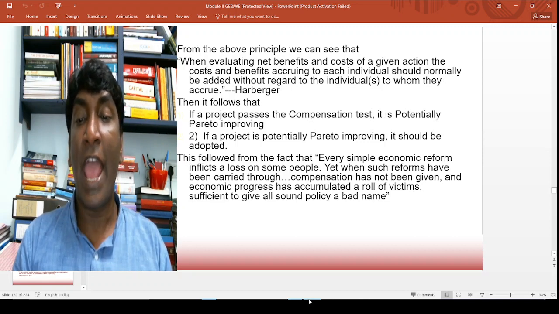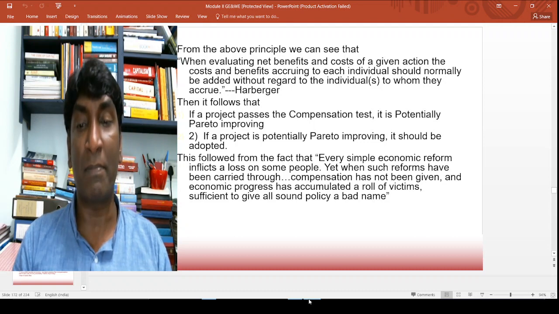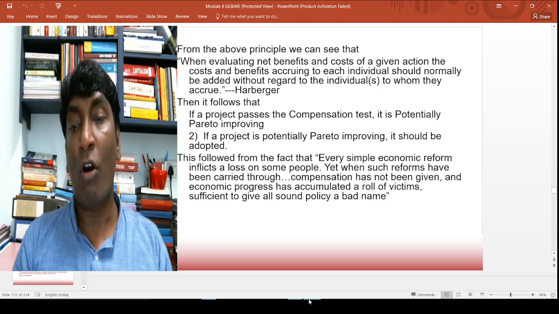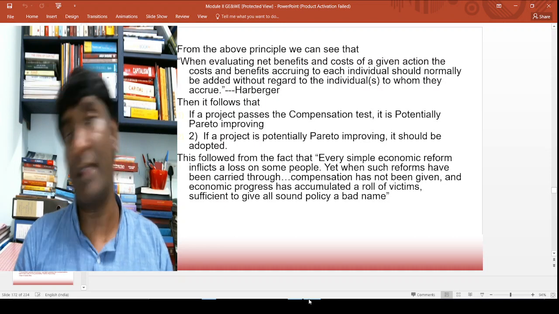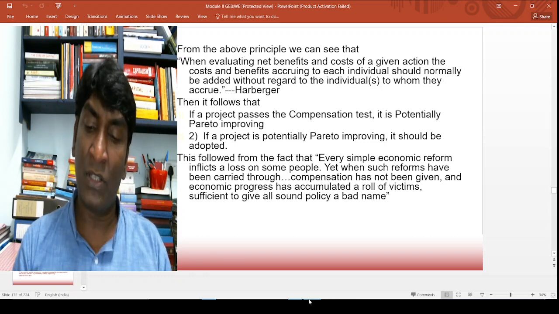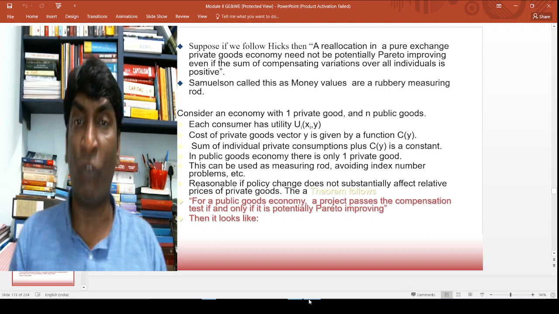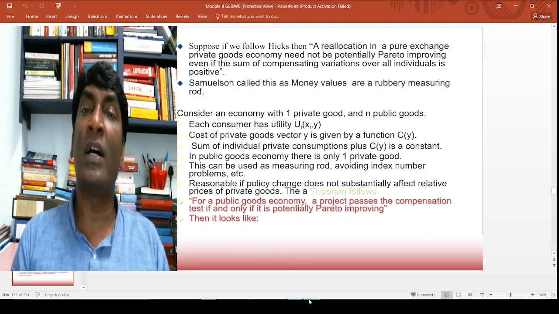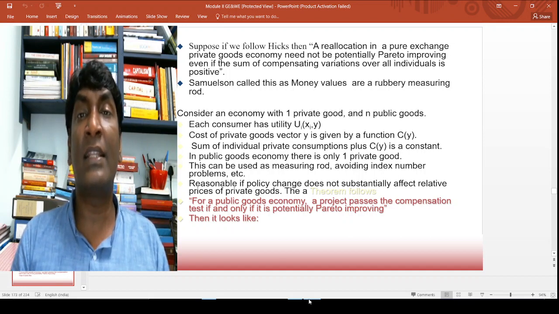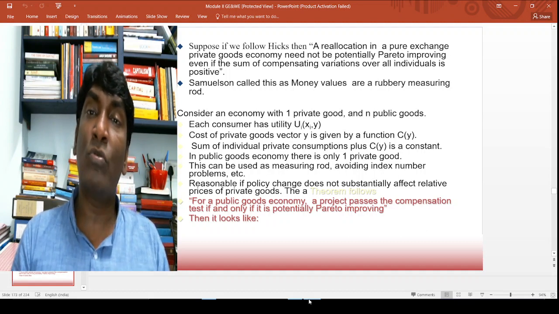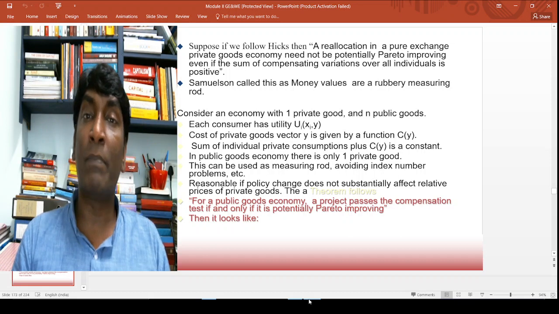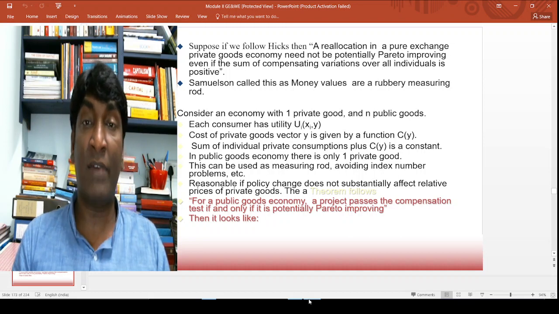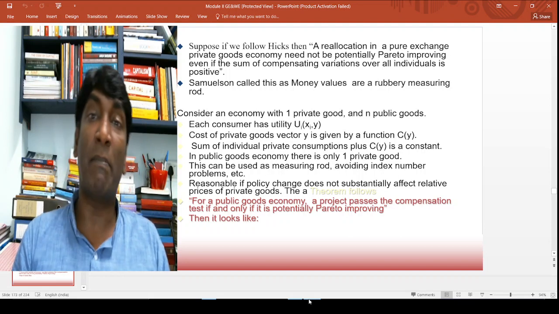And this follows from the fact that every simple economic reform inflicts a loss on some people. Yet when such reforms have been carried through, compensation has not been given, and economic progress has accumulated a role of victims sufficient to give all sound policy a bad name. This is very important. The most critical point which Kaldor was trying to advance in his proposition is the following. If you want to improve the economic condition, or in the narrative, the growth of an economy, and you aspire to have growth, there should be a sort of redistribution. If the people who lose in the process of reallocation are not compensated, then the whole policy shift becomes a bad policy shift.